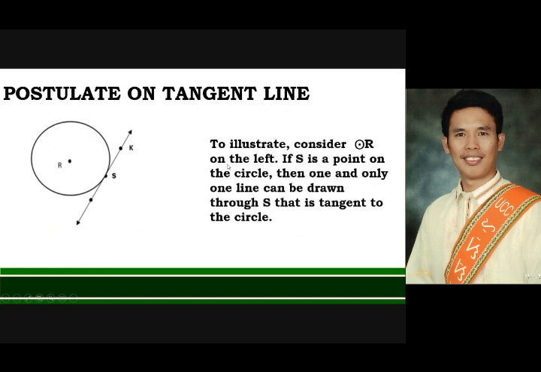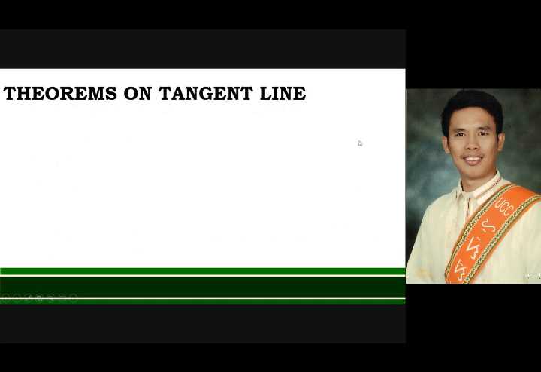The postulate of tangent line, to illustrate, consider the circle R. If S is what we call the point of tangency on your circle, then one and only one line can be drawn through the point S. So even if you try an experiment in your own houses, if you have a circle and one point, only one line can pass through that point of your circle if this is a tangent line. Next one here are the theorems about the tangent line.